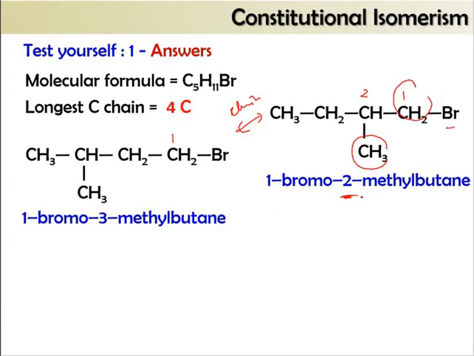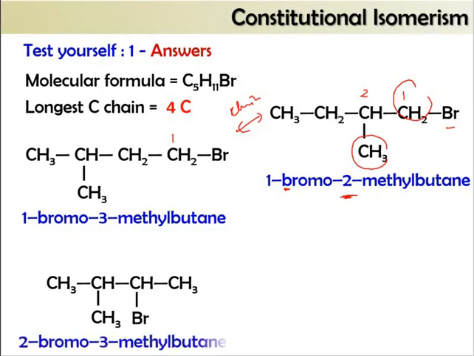Kenapa tak tulis 2 methyl 1 bromo? Sebab dia ada rule kalau kita nak namakan. Br kena depan sebab dia ikut alphabetical order. B dulu. Nanti kita belajar naming. And then the next one is, dengan skeleton yang sama di atas, tapi kita tukar the position of Br at carbon number 2. So it become 2 bromo 3 methyl butane.